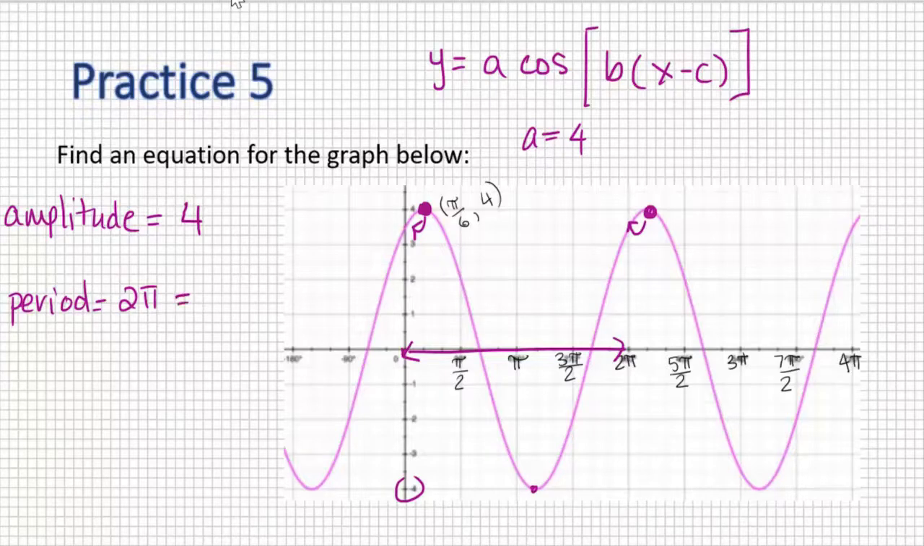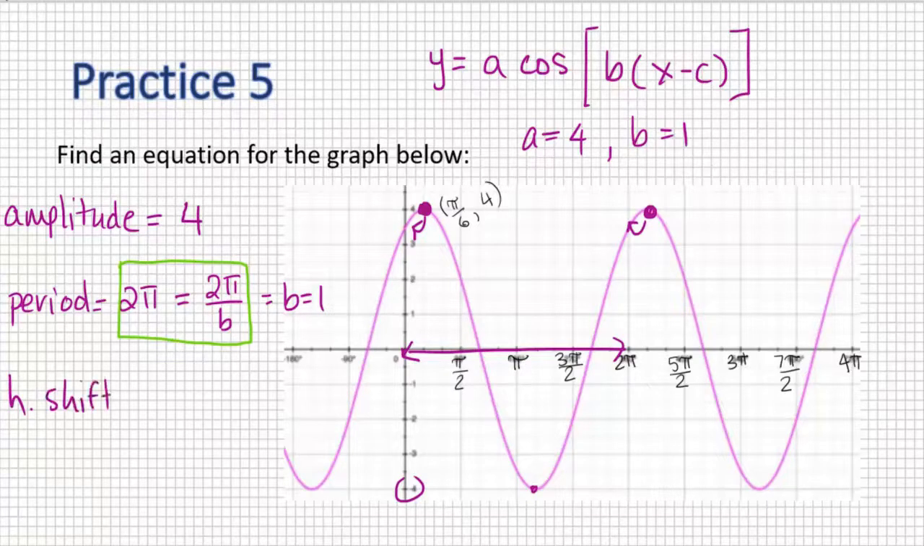What we'd like to find, of course, is the frequency. So the period we know is equal to 2 pi over b, and we solve this equation for b. Turns out that b is equal to 1. So we'll add that to our list. What about the horizontal shift? Well, we already discussed that one. We're shifting this graph to the right a distance of pi over 6. So the value for c is positive pi over 6.